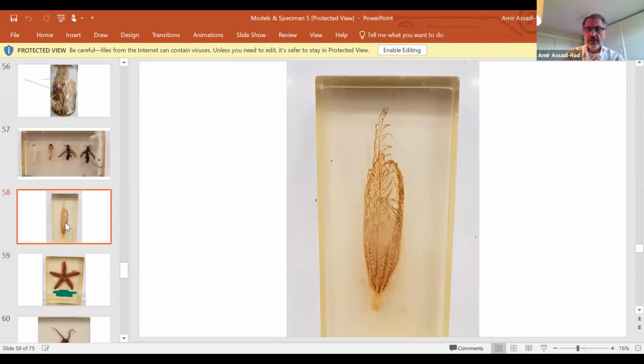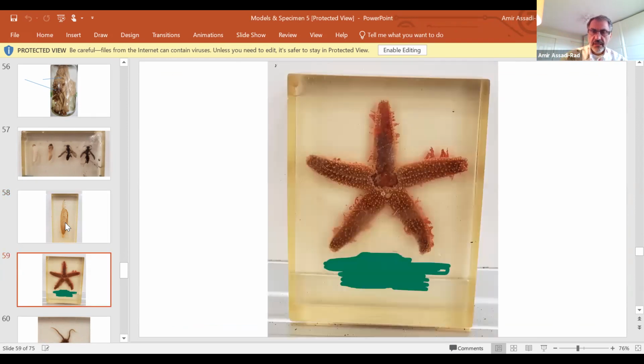Okay, so we are in phylum Echinodermata, and this is sea lily or feather star, belongs to class Crinoidea. These are podia or tube feet. Pedicellaria here, anus, you cannot see it. These are spines. And again, all of these red things sticking out, these are podia or tube feet.